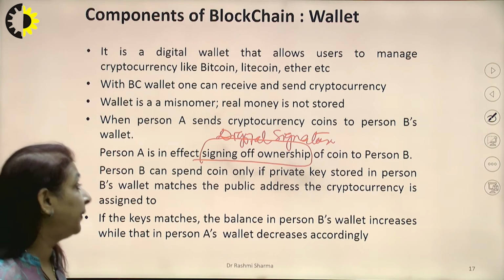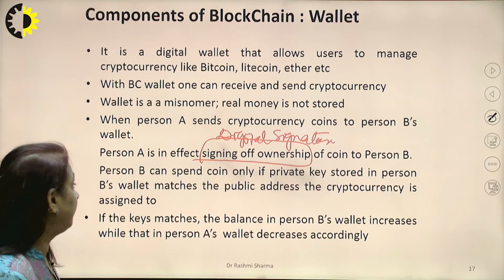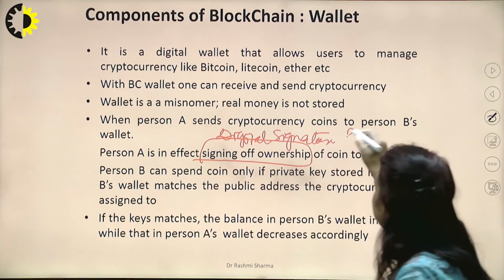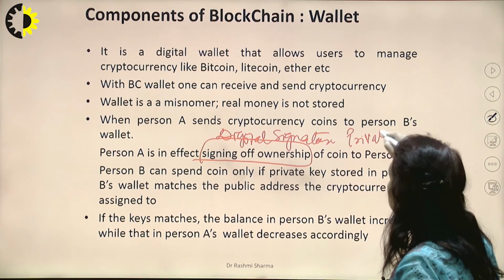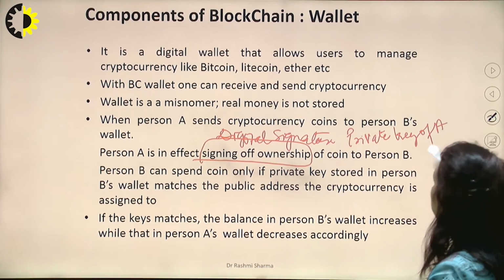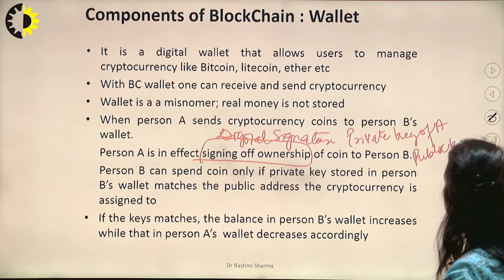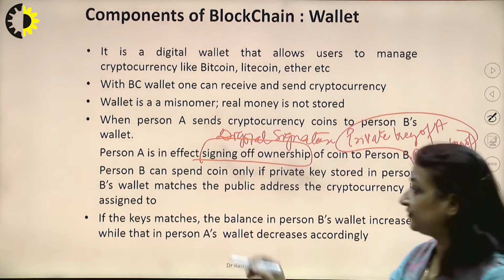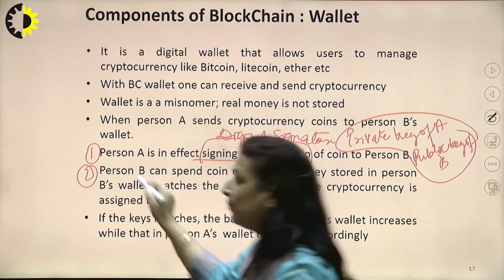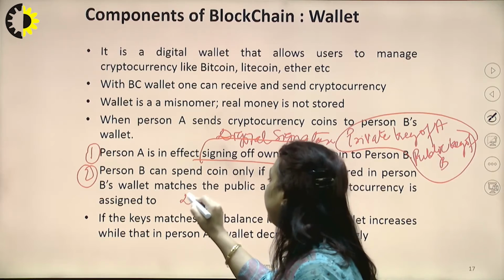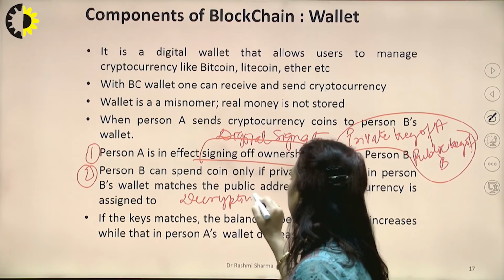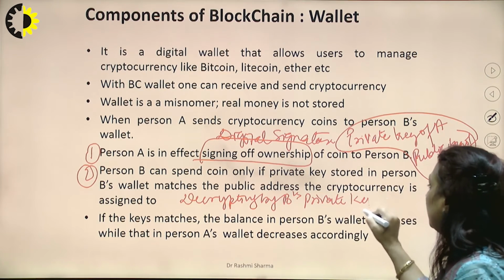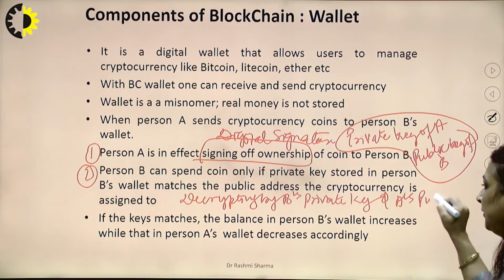Then person B can spend the coin only if the private key stored in person B's wallet matches the public key address. So first, the digital signature is encrypted by the private key of A and the public key of B. This encryption is done in the first step. In the second step, how would B see it? B would see it by decrypting it with B's private key and A's public key.